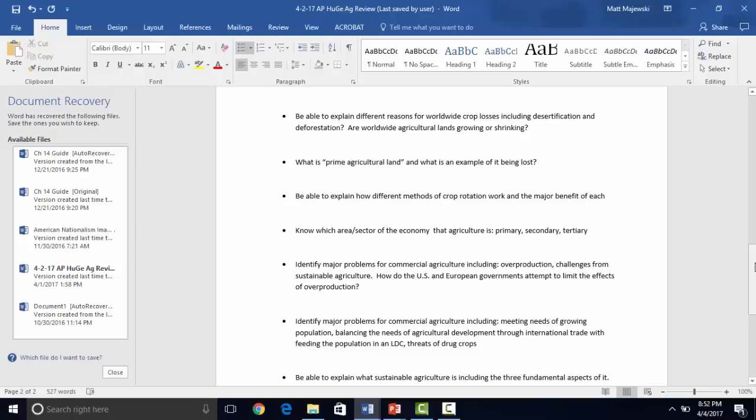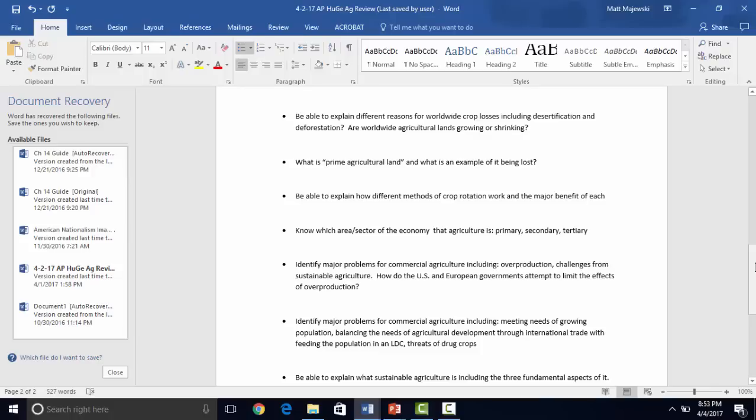What is prime agricultural land? What's an example of it being lost? Prime agricultural land is the best possible land that crops can be grown in an area. Normally, we associate prime agricultural land with Mediterranean agriculture. Those areas are so unique, so special, and so productive that they're considered to be the best or the prime, the premium agricultural lands that are out there. And when we lose those, it's permanent oftentimes.